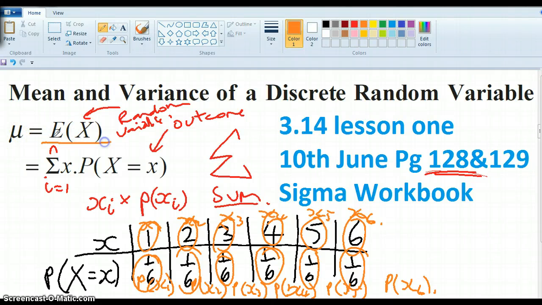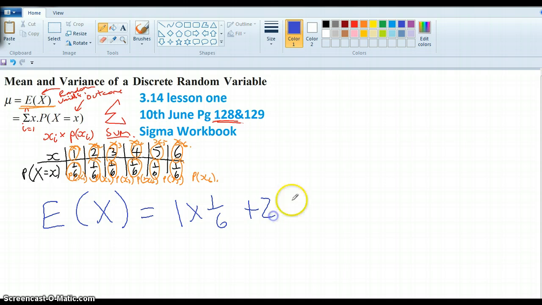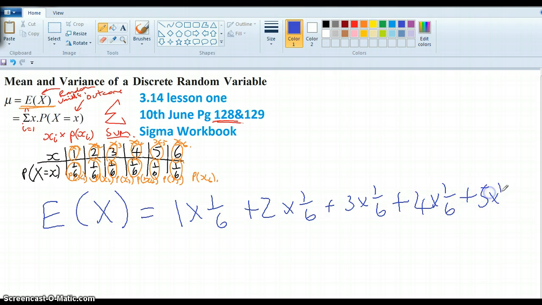The expected value of X, yep. And what is it? Does anyone know? 3.5 is correct. I mean, what would your working look like? You would have the expected value of the random variable X equals 1 times a sixth plus 2 times a sixth plus 3 times a sixth plus 4 times a sixth plus 5 times a sixth plus 6 times a sixth, which is 3.5.